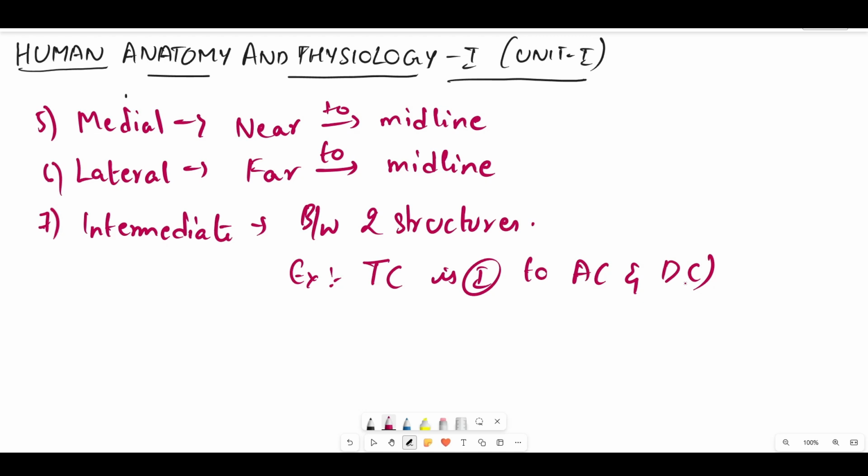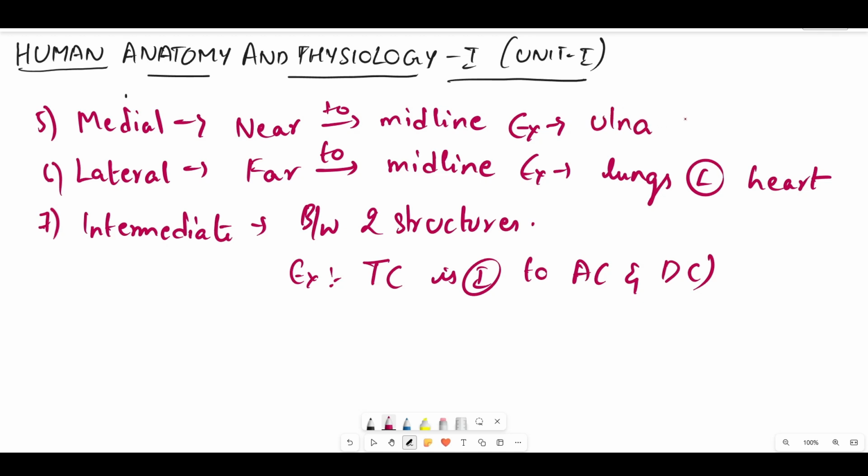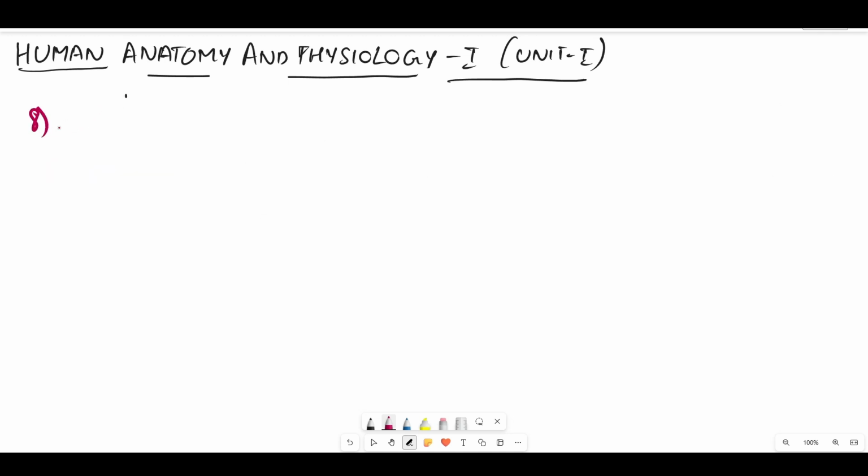So lateral means it is far from the midline. You can take the example, lungs are lateral to the heart. And in the medial, you can take the example, ulna is medial to the radius bone.